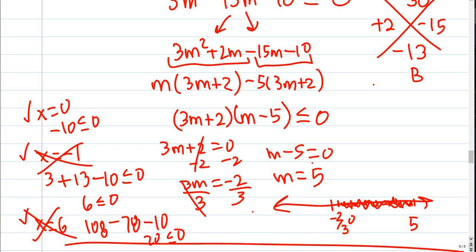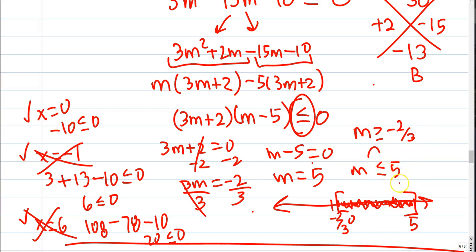Since the original inequality was equal to, I'm going to use a bracket this time. So this was an and. So what is our answer really? Well, m was greater than or equal to negative 2/3, and m was less than or equal to 5. And our interval, I would just put from negative 2/3 to 5.